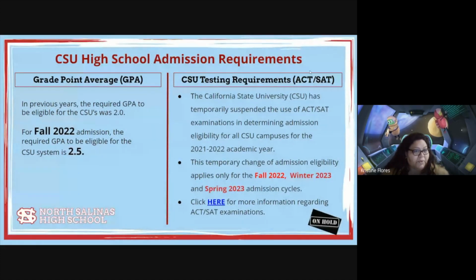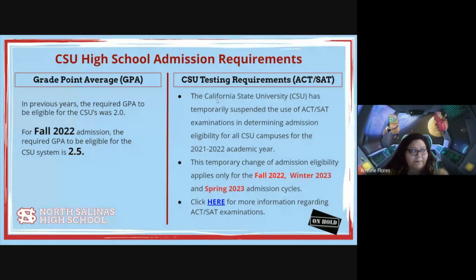So the grade point average of those 15 courses in previous years was 2.0, but for fall 22 admission, the required GPA to be eligible for the CSU system is 2.5. Okay. The CSU testing requirements.